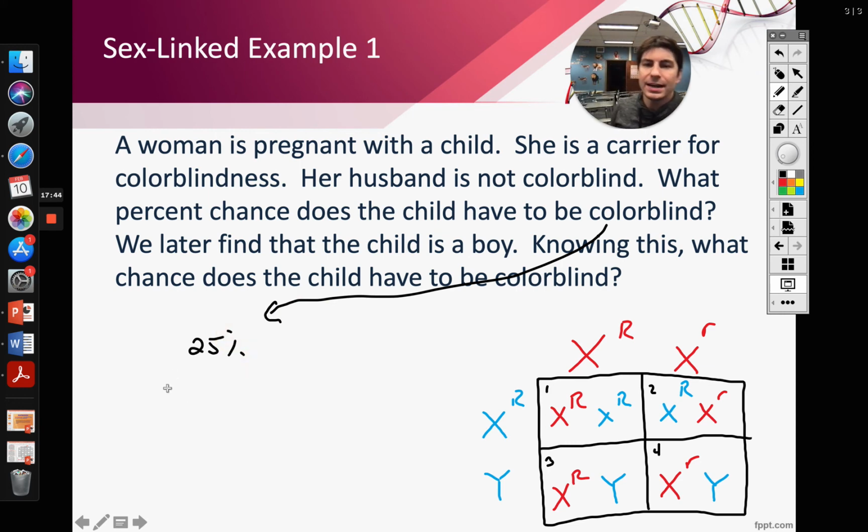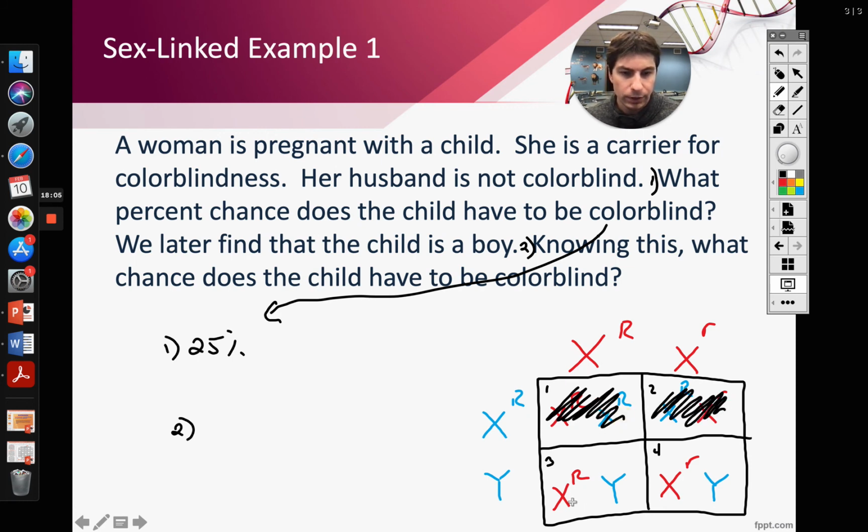Okay? We find out later that the child is a boy. Knowing this, what chance does a child have to be colorblind? So this is your answer for number 1. Number 2, that's number 2, so we don't get confused there. We know the child's a boy, so we know that these two, they're girls. We don't have to worry about them. Look here. This one, number 3, is good. Number 4 is not good. So there's only 2 males here. One of them is colorblind. 1 out of 2 is a 50% chance. So if it is a male, there's a 50% chance of being colorblind. Okay? That is how you do sex-linked inheritance.